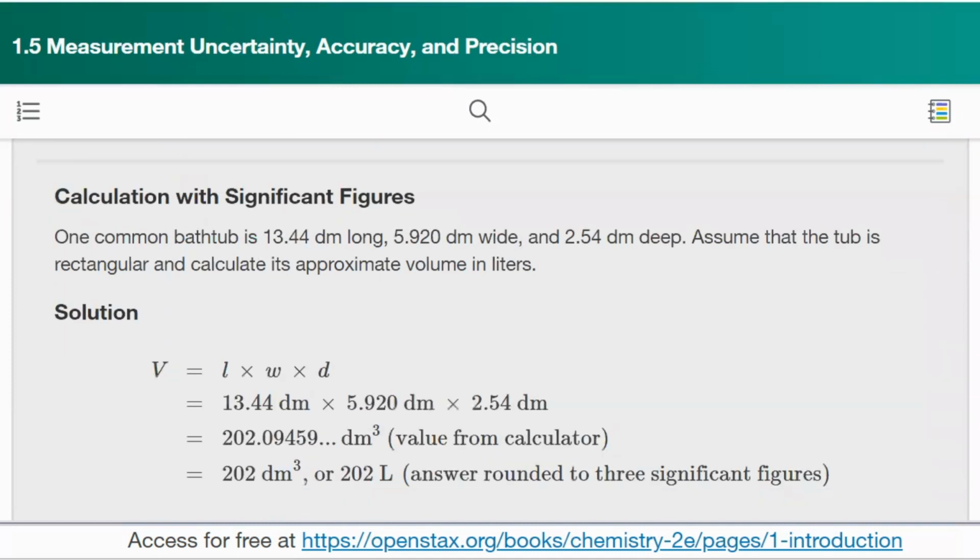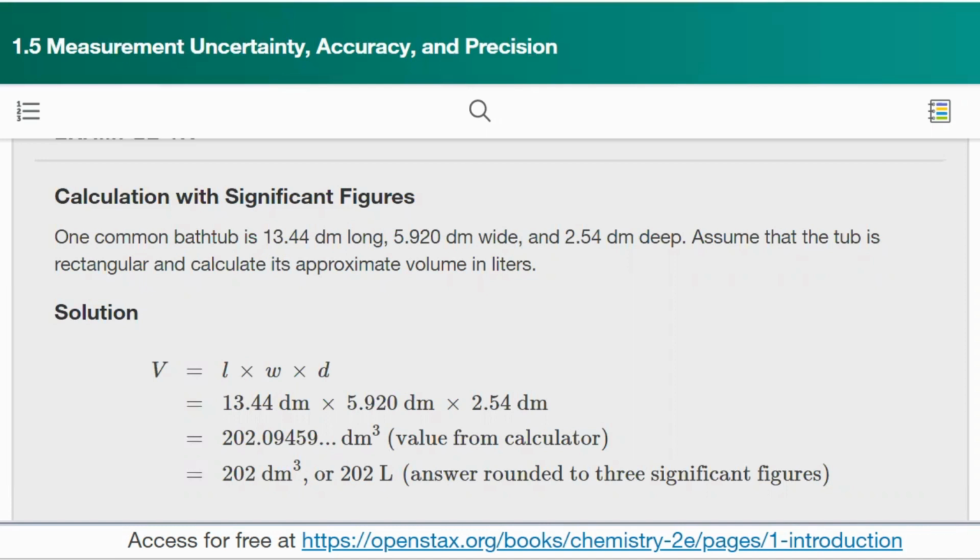So example 1.6, calculation with significant figures. One common bathtub is 13.44 decimeters long, 5.920 decimeters wide, and 2.54 decimeters deep. Assume that the tub is rectangular and calculate the approximate volume in liters. So volume is length times width times depth, or deepness.